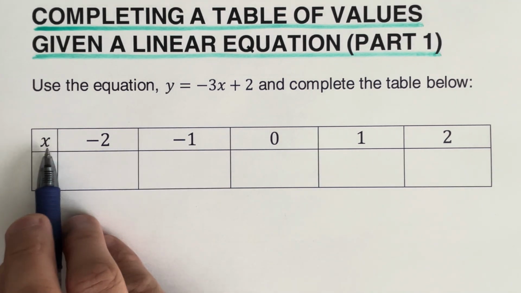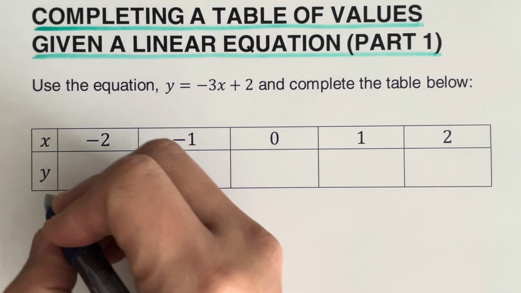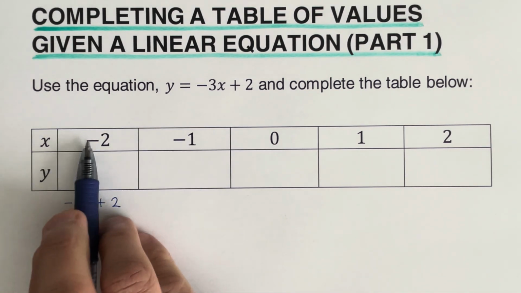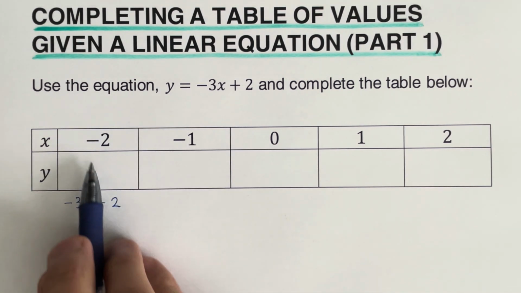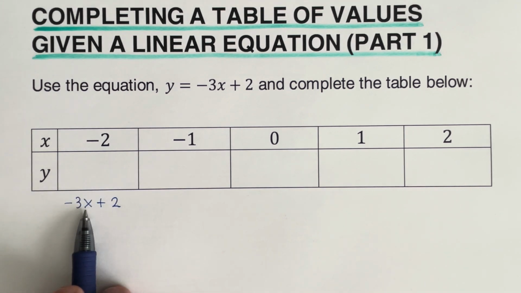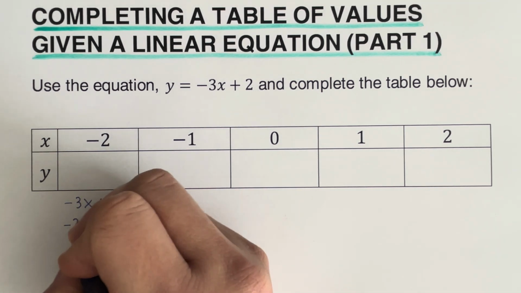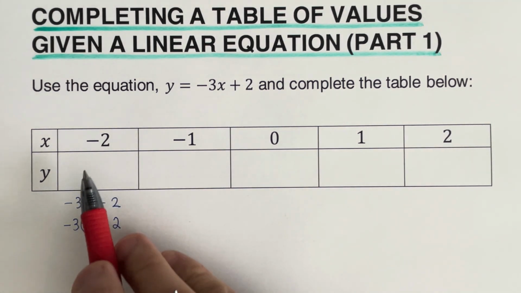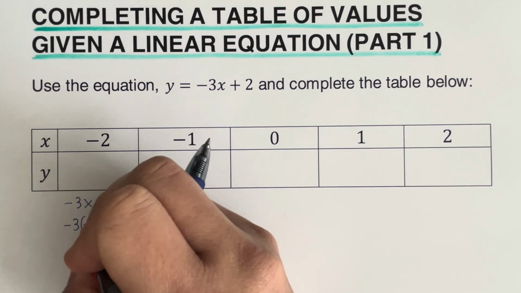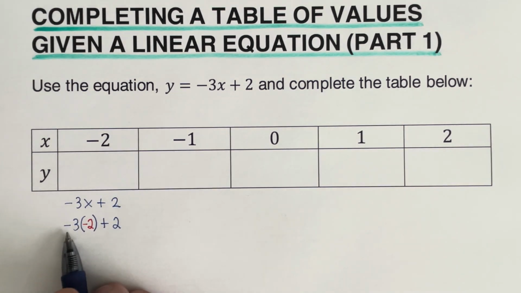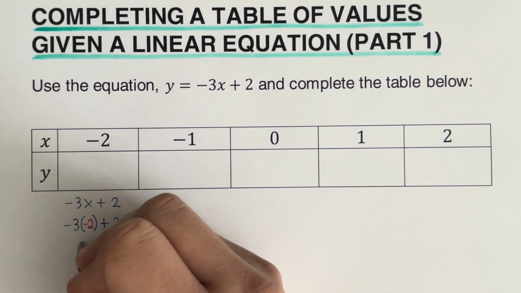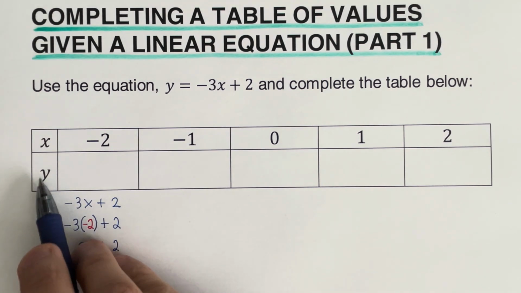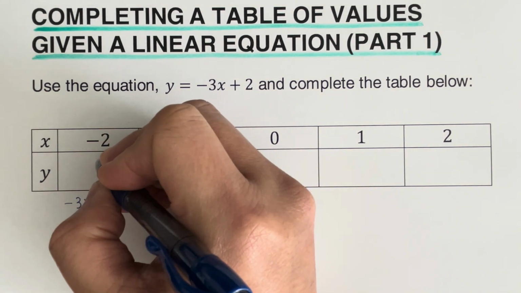So let's start when x is negative 2. I will use this equation right here. That is negative 3x plus 2. Again, our x for this column is negative 2, so I will plug this negative 2 into the x. So this would come out negative 3, I will write a parentheses, plus 2. Inside the parentheses is the one that I plugged in, so that would be a negative 2. So this becomes negative 3 times negative 2 is a positive 6, plus 2 is 8. So this is the value of y when x is negative 2. I'm just going to go ahead and write 8 up here.